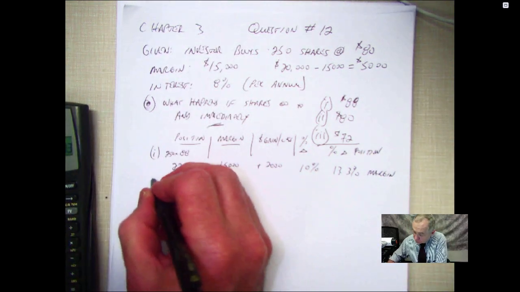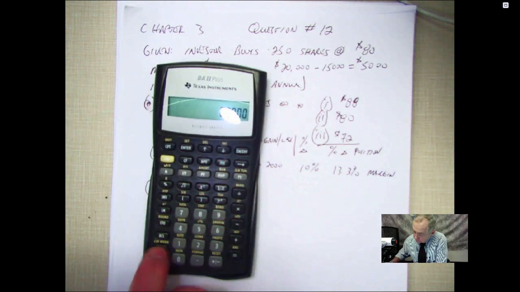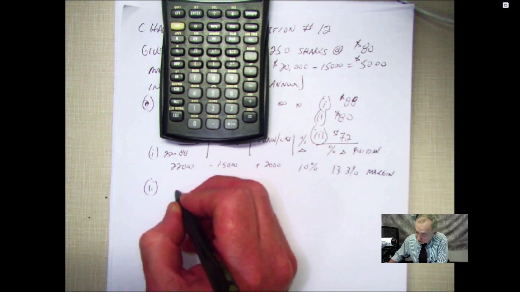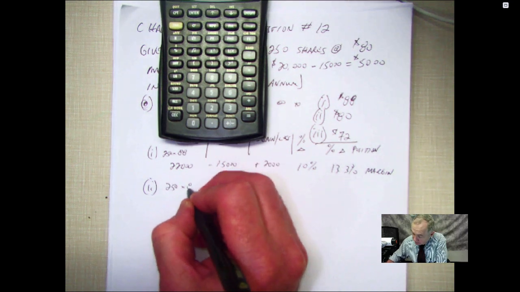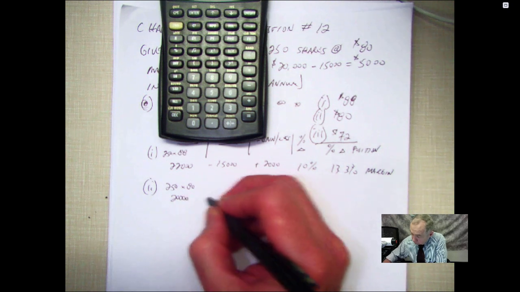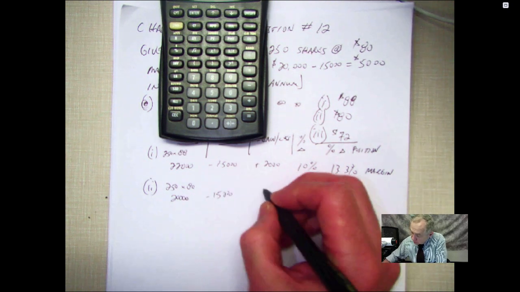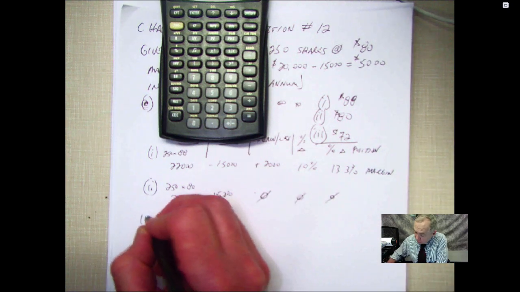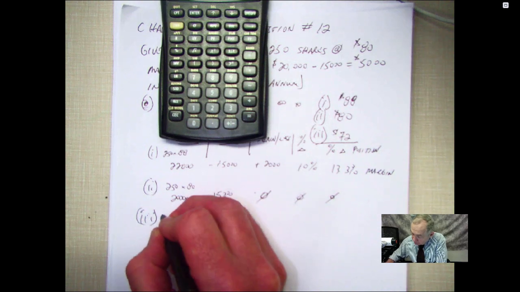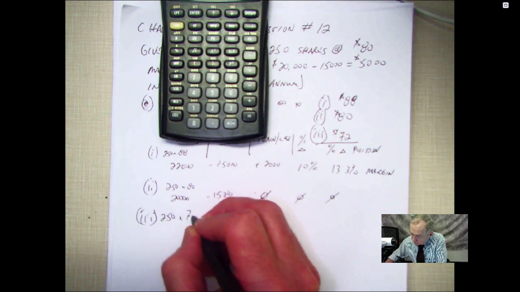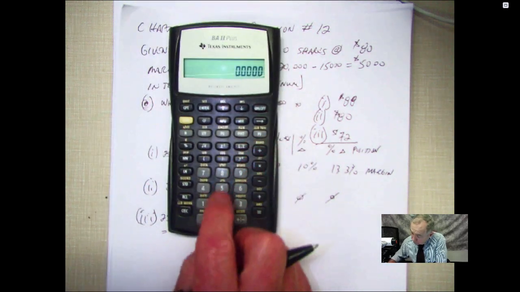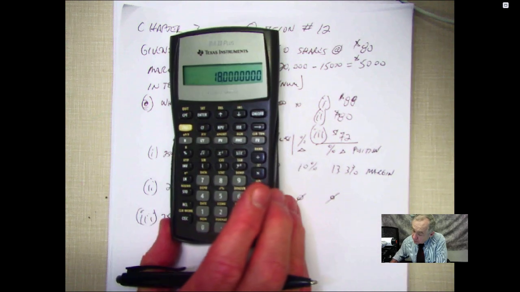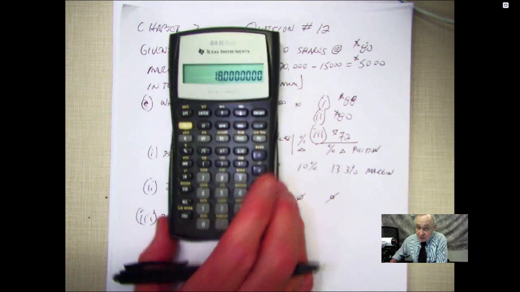Okay, so part 2. Price stays the same, so $80, no change. 250 times 80 is 20,000, minus 15,000, the original equity, no change, no change, no change. Part 3, price goes to $72. Now it's only worth 18,000.